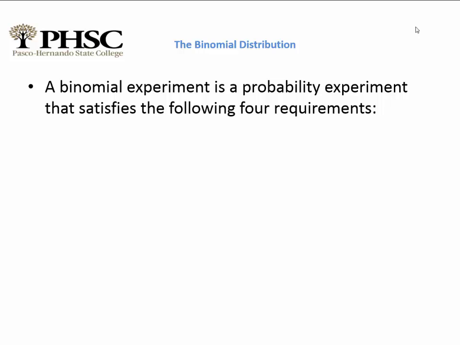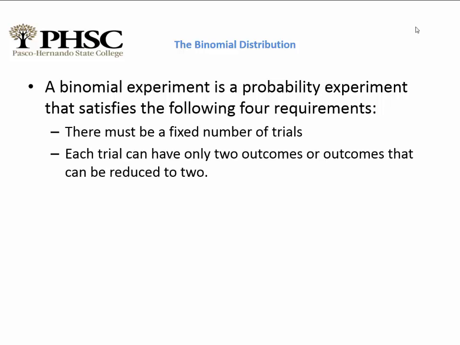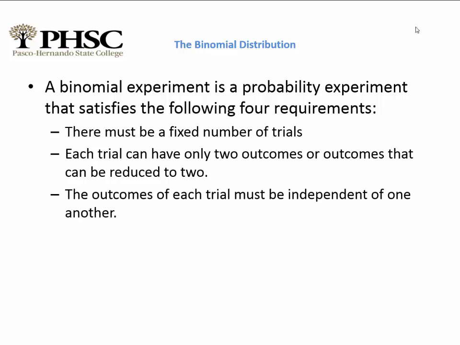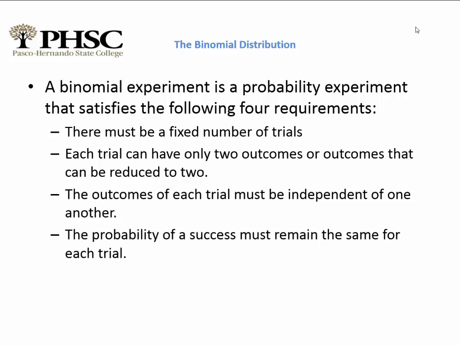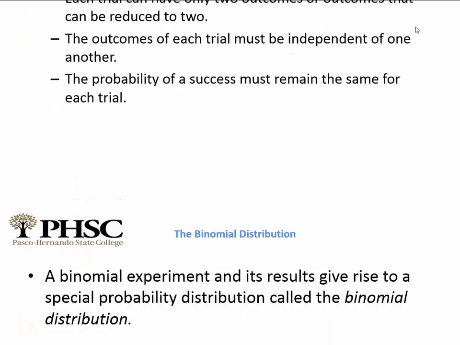A binomial experiment is a probability experiment that satisfies the following four requirements. These four requirements must be met in order for it to be a binomial experiment. The first one is that there must be a fixed number of trials. Then each trial can only have two outcomes, or outcomes that can be reduced to two. Then the outcomes of each trial must be independent of one another. And then the probability of success has to remain the same for each trial. So if those four requirements are met, then we can have a binomial experiment.